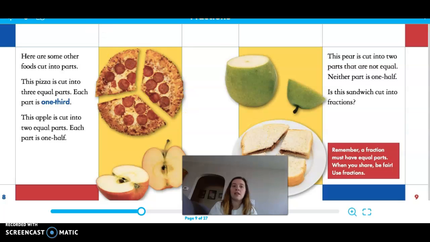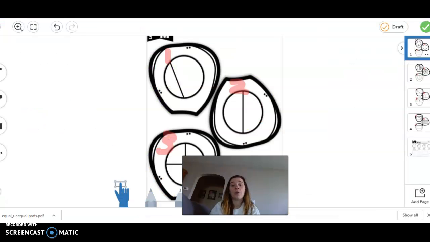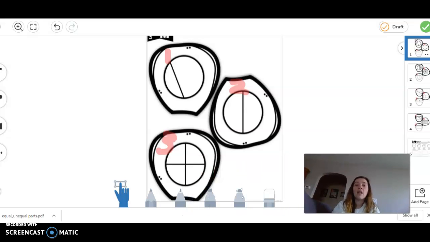So is this sandwich equal parts? No, it's not. Okay, so now what we're going to do is pull up Mrs. Hoffmeister's seesaw. And I have some pictures on here, numbered 1, 2, 3. You need to say out loud, is 1 equal or unequal parts?